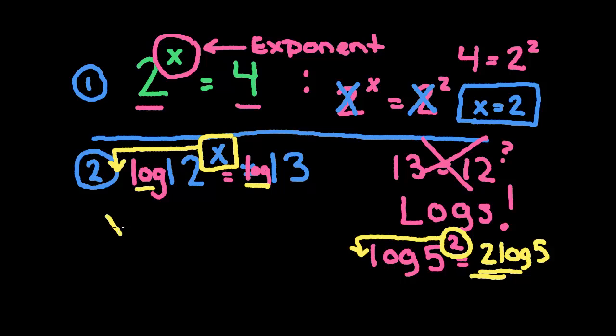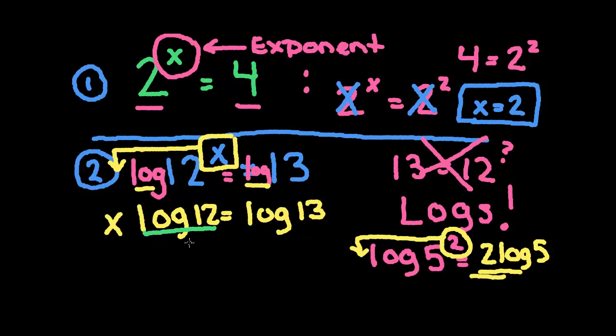So now we're going to have x log 12 equals log 13. And remember, when you have a log of a number, don't let that freak you out. This is just a number itself. Log 12 is just a decimal. It's just a number with a decimal. And log 13 is just a number.